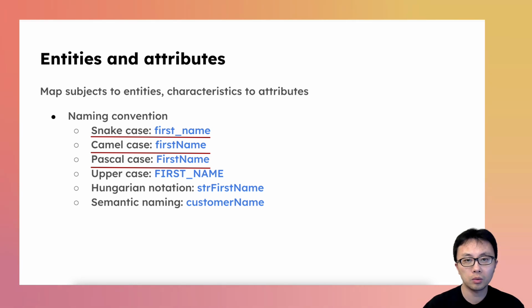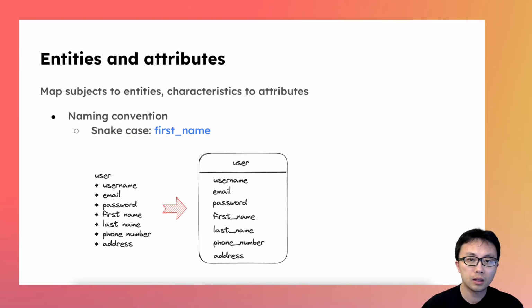The most popular one is the snake case. Camel case and Pascal case come as the second and the third most popular options. Whichever you choose, you need to be consistent and stick to it. For example, in this video, we will stick to the snake case from now on. The feature of the snake case is that words are all lowercase letters and separated using underscores. When the snake case is used, the subject of users will be mapped to the user entity as you see here for the Sci-Fi Collective database.